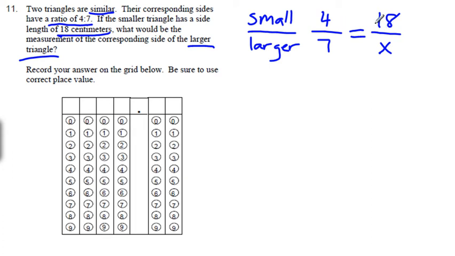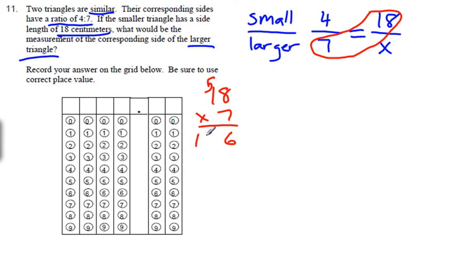Since nothing times 4 will give us 18 cleanly, we cross multiply. We say 18 times 7. So 7 times 8 will give us 56 here. 50. Okay, 7 times 1 is 7 plus 5 more is 12. So we get 126. We take that number and we divide it by the number we didn't just use, 4. So we say, what is 126 divided by 4?